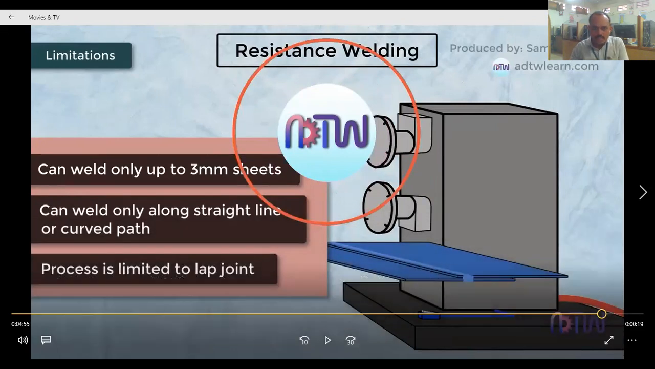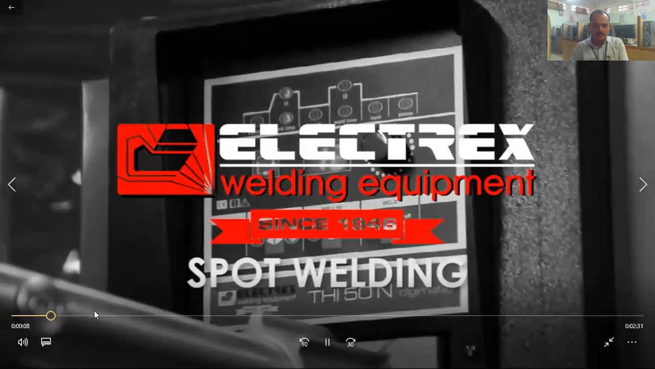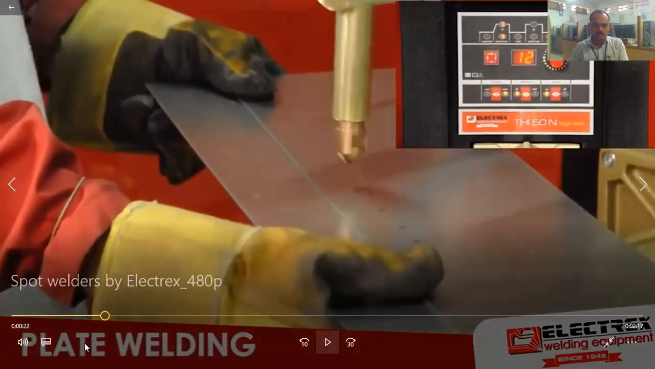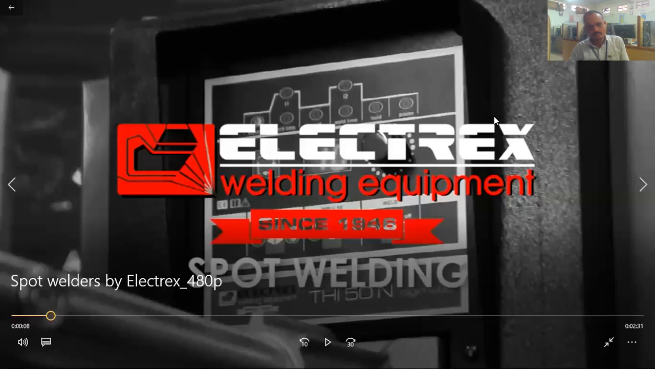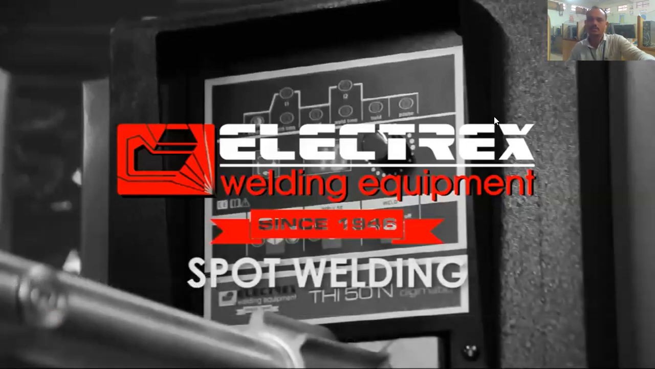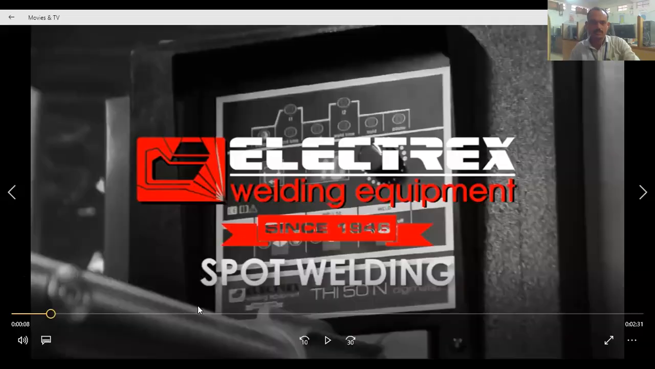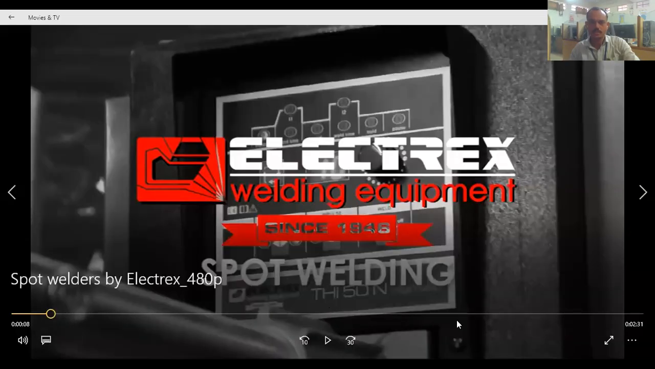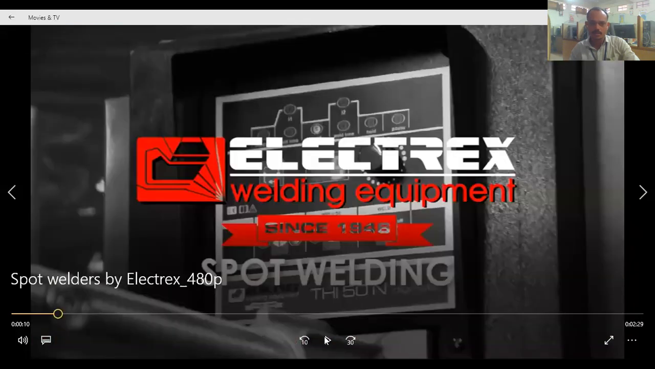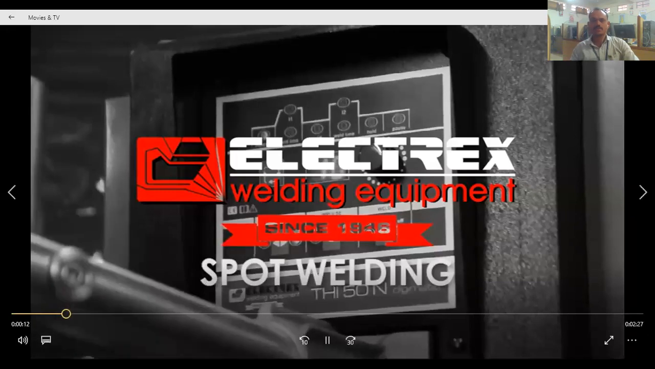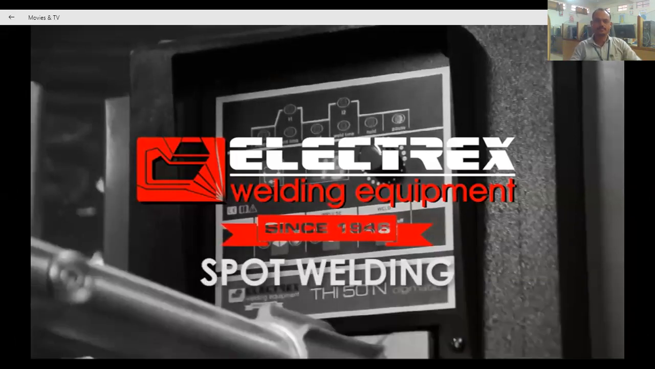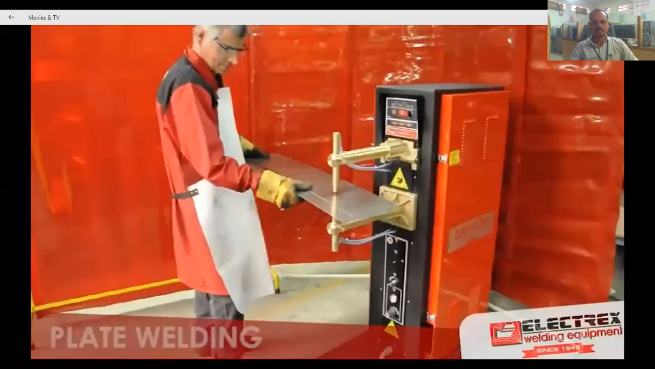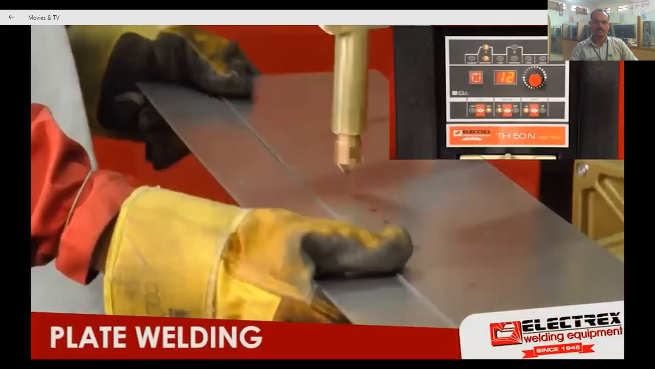Okay, now we will see some welding processes, how they actually work. This one is the animation that we've seen. Now we will see actually how it works in machine shops. This is a very good and simple process. Once you observe it, you can also perform this resistance welding. See, this one is the resistance welding. Simple.